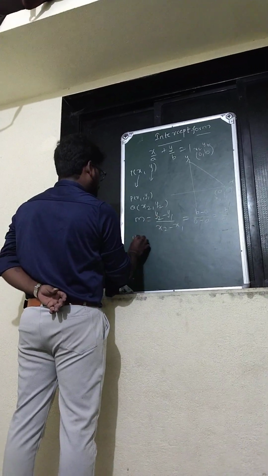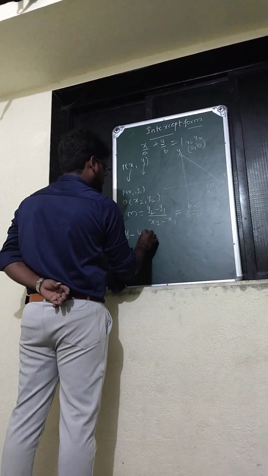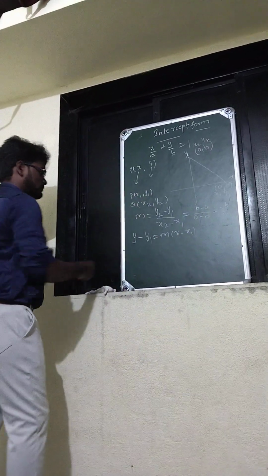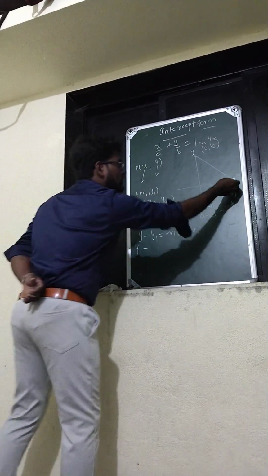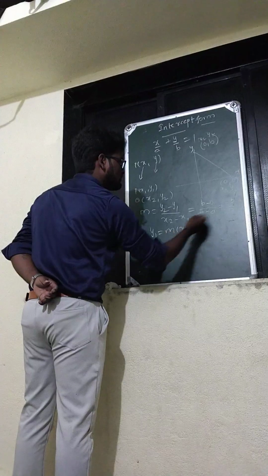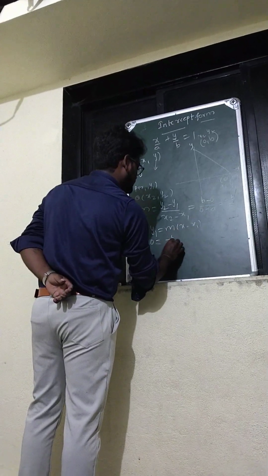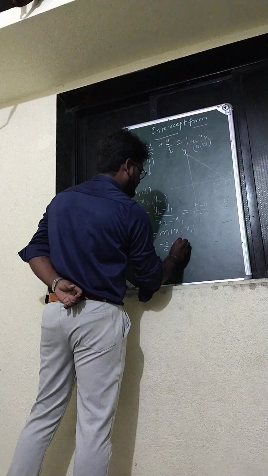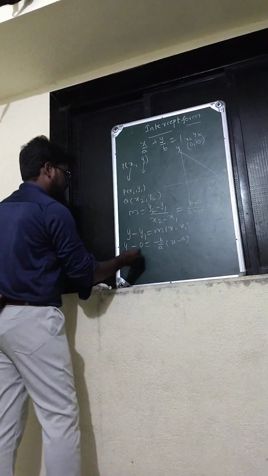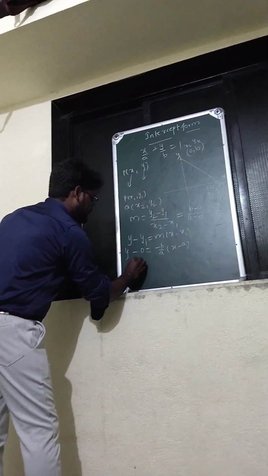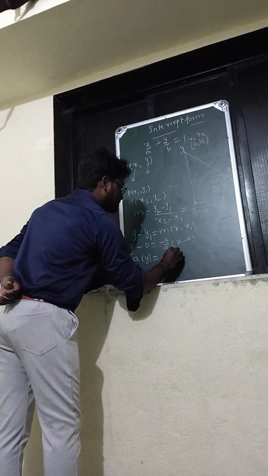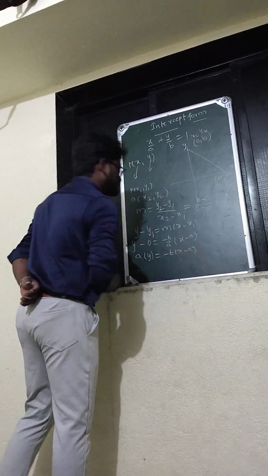And what is the point slope form? y minus y1 equals m into x minus x1. What is the value of y1? 0. What is the value of m? Minus b by a. And what is the value of x1? a. So x minus a, and shifted to the RHS side: y minus 0, y minus b into x minus a.